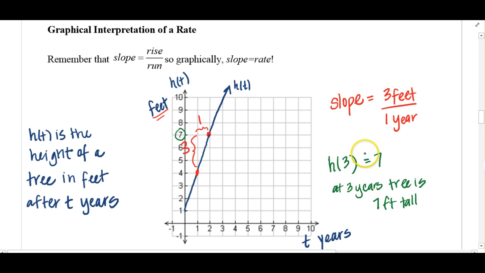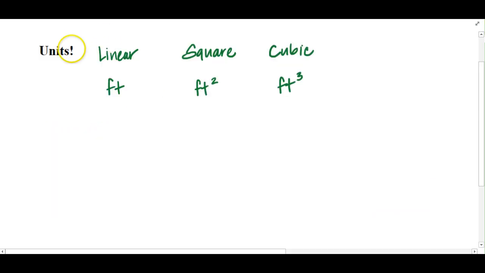So there's a lot of information we can draw from the graph of a function. Previously, this portion here, this is a pre-cal or prior type of question, just what do points on the graph mean? Now we're going to start to analyze the slopes. What does the slope tell us in terms of the given problem? Now I want to focus in on the idea of units.